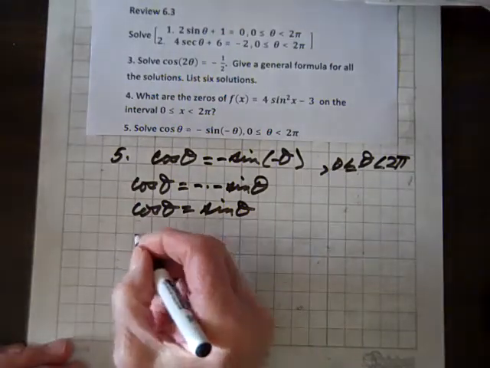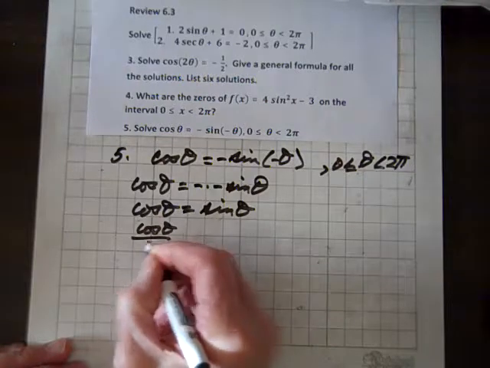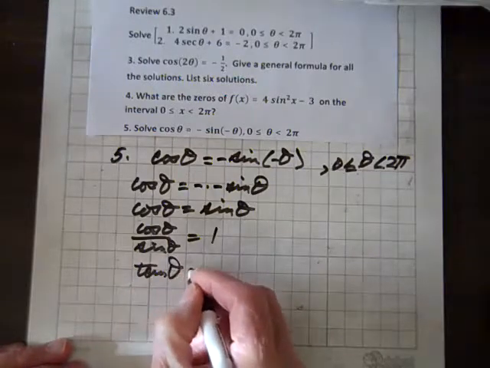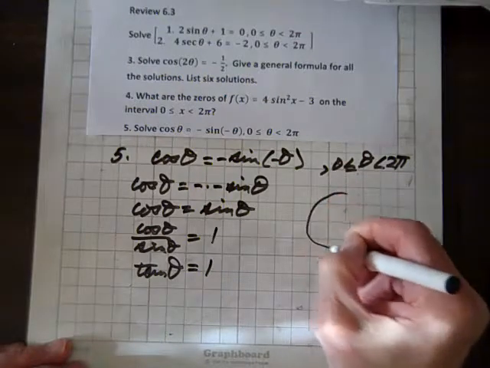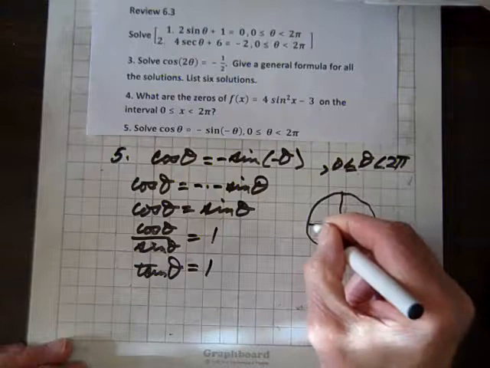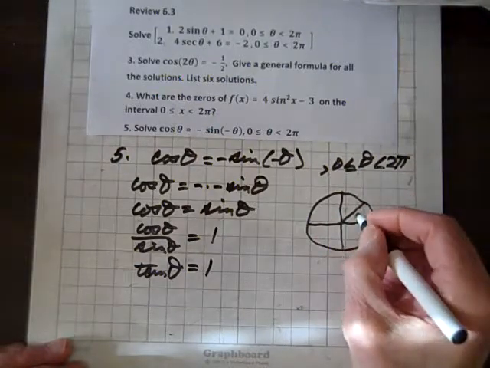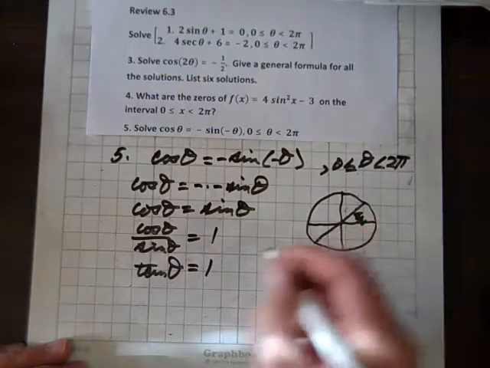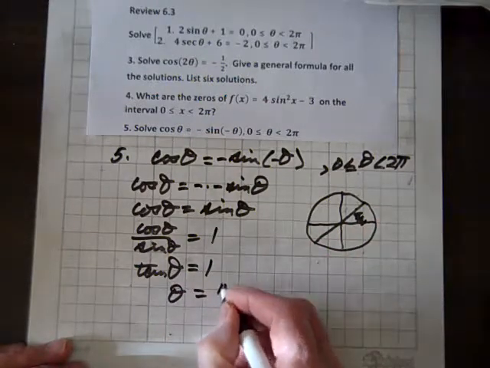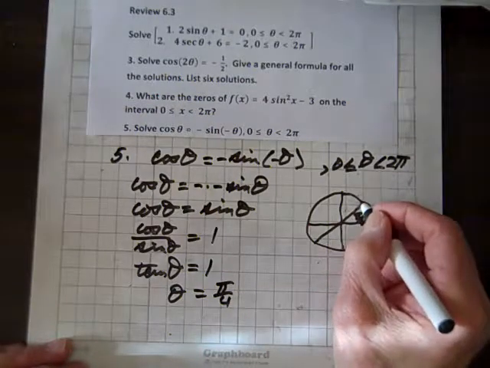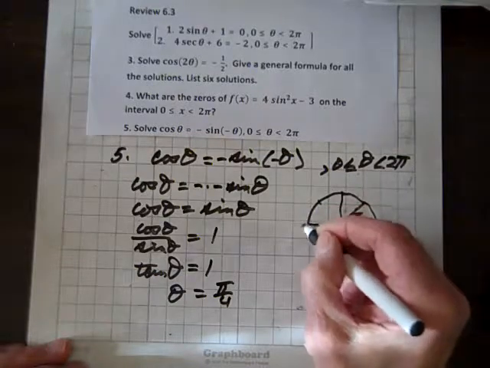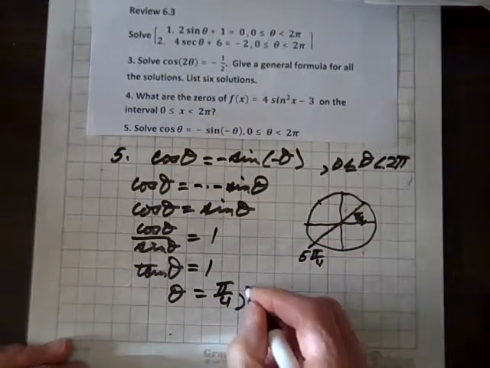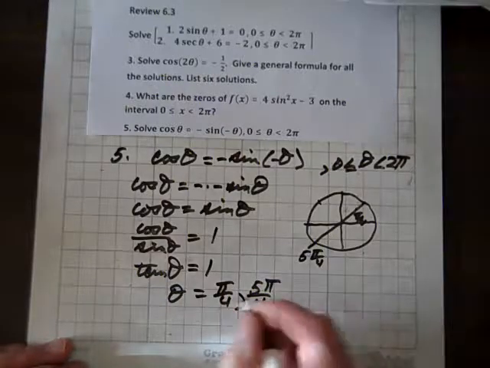Dividing both sides by sine of theta, we get cosine of theta over sine of theta equals 1, so tangent of theta equals 1. And when we look at the circle, tangent of the reference angle is pi over 4, and tangent is positive in this quadrant, positive in that quadrant, so theta must equal pi over 4, and let's count them out. Pi over 4, 2 pi over 4, 3 pi over 4, 4 pi over 4, 5 pi over 4. So 5 pi over 4, and we're done with that.